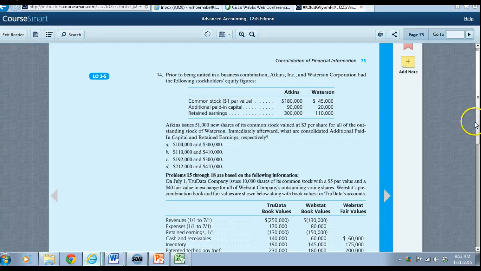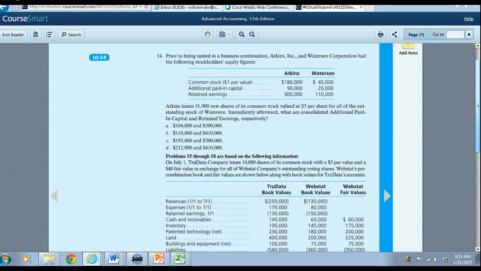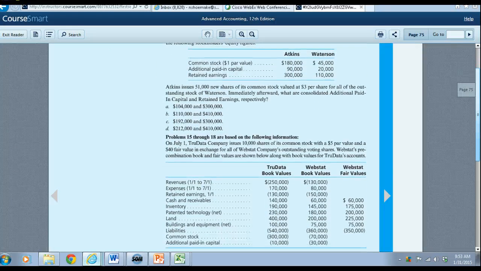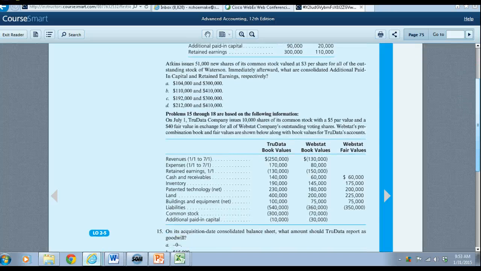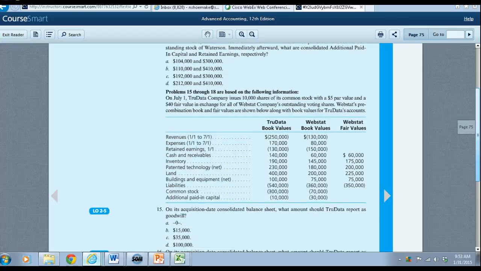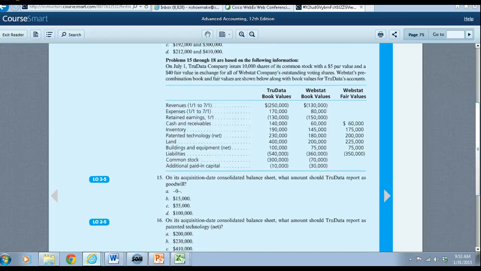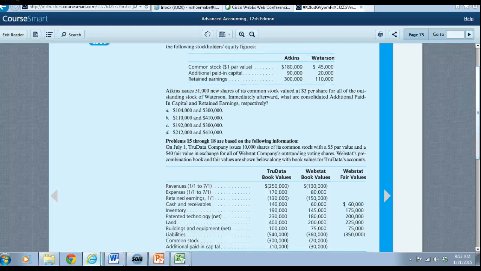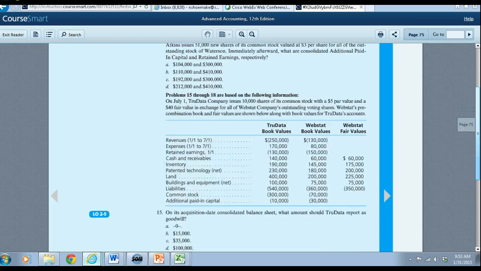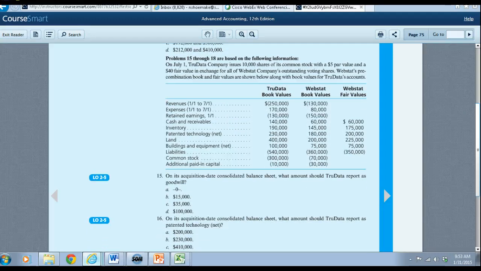The next part of it says, okay, so let's do this one for the next couple. Yeah, but we were going to have to do the Watterson, but that's not the case, right? Because they're consolidated. Correct. Watterson is not going to show up at all, because it's just Atkins purchasing it. Okay, now on problem 15.